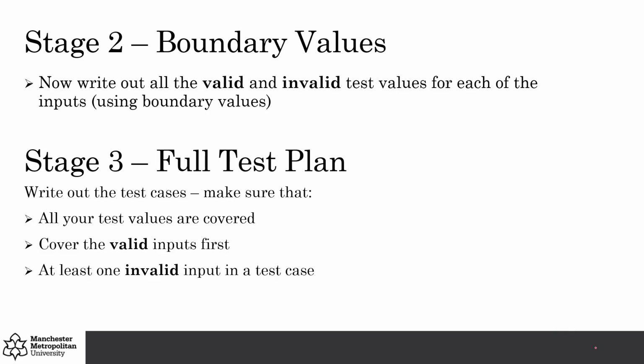Okay, so after you've done stage 1, which is the equivalence partitions, you'll then establish the valid and invalid boundary values, and after you've done that, you can then create a test plan which uses those valid and invalid boundary values. Moving on to white box testing.